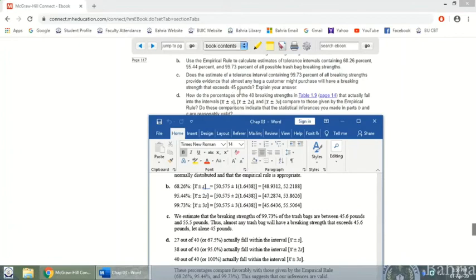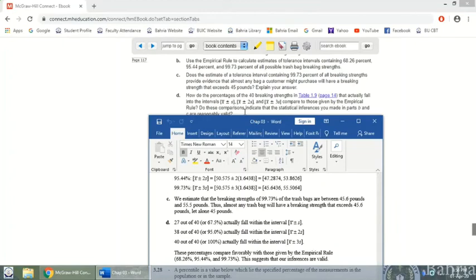What they have mentioned is way lower. If we have a trash bag with a breaking strength that exceeds 45 pounds, then all the bags would fall within that range, because our lowest range starts from 45.6.